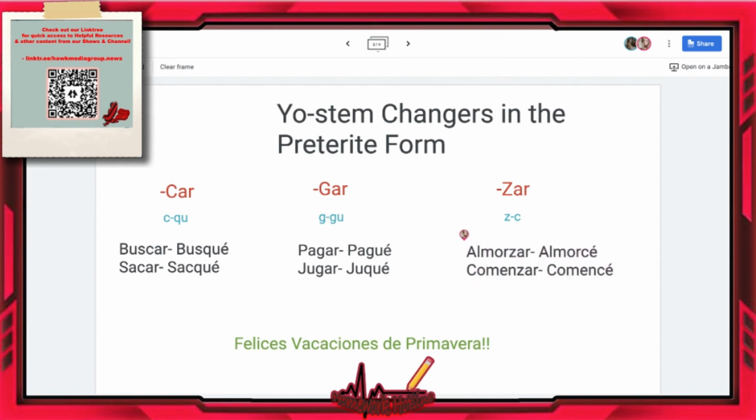So pretty basic. You're not going to find a ton of these verbs. I literally looked at a huge list of verbs from Spanish 2, and I could only find these couple ones. They're not super common, but it's good to know for when you do have a verb like this, because you want to make sure you sound correct and you're using the verbs correctly. So that's really all I had to go over today for changing yo stem changers in the preterite form.